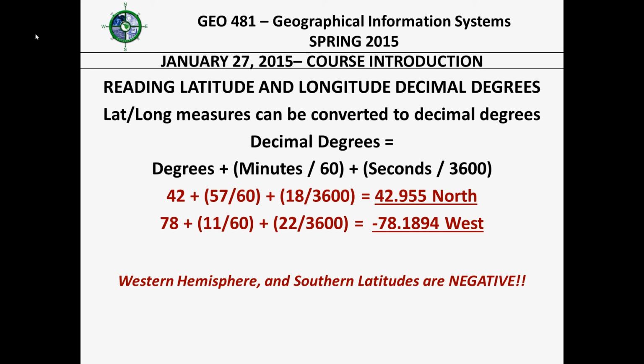Take the minutes divided by 60, seconds divided by 3,600, because there's 3,600 seconds in a degree. So there's 3,600 seconds in an hour. A test question would almost certainly involve just degrees and minutes, just to make it easier for you to do from a math standpoint. Like I said, I want you to focus on the concept, not the math. But remember that Western Hemisphere is negative for longitude and Southern latitude is negative for latitude.